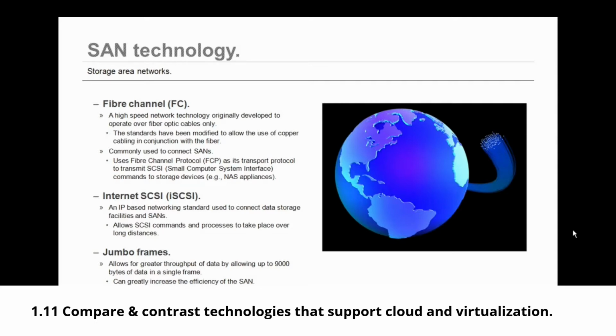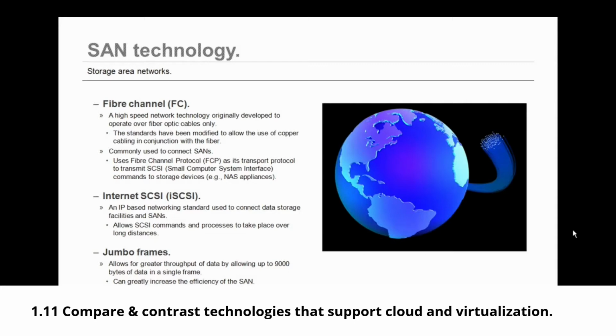When Fibre Channel is implemented, it uses the Fibre Channel Protocol, or FCP, as its transport protocol to transmit SCSI commands. So it transmits small computer system interface commands to storage devices, as in the NAS appliances. So a SAN implements FCP as opposed to TCP as its transport protocol when Fibre Channel is used.